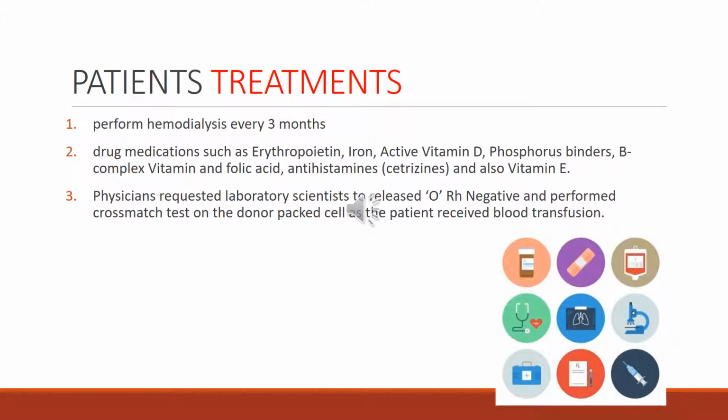For the patient's treatment, the physician advised the patient to perform hemodialysis every 3 months as required to improve renal functions. The nephrologist also prescribed drug medications such as erythropoietin, iron, active vitamin D, phosphorus binders, B complex vitamin, folic acid, antihistamines, and also vitamin E. This patient was diagnosed with positive DAT test results. Physicians requested laboratory scientists to release all rhesus negative and perform cross-match tests on the donor packed cells as the patient received blood transfusions.